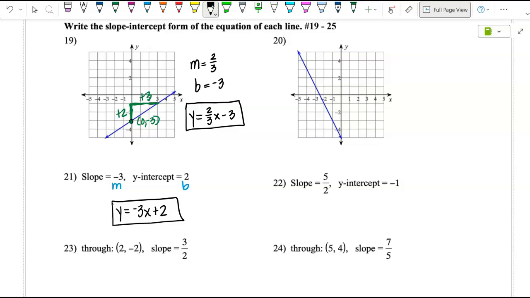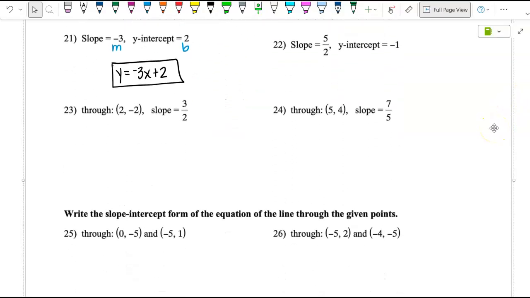Now, 23 does... These obviously do step up in difficulty here. 21 actually probably could have gone before 19. That was the easiest of them. 23, they give me the slope, but they don't give me the y-intercept. So remember, they give me an ordered pair, which represent x and y. And then they give me 3/2, which represents m. But I don't know what my y-intercept is. So this is where I'm going to use these three pieces of information.